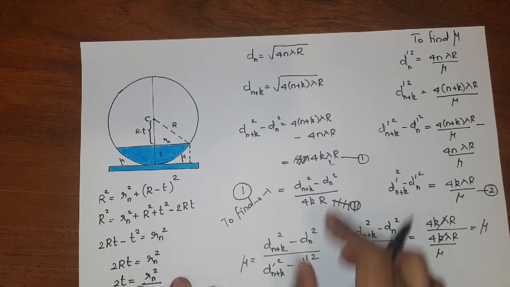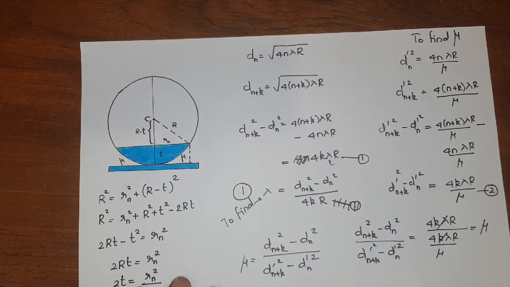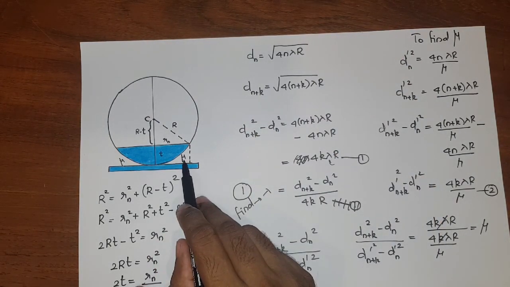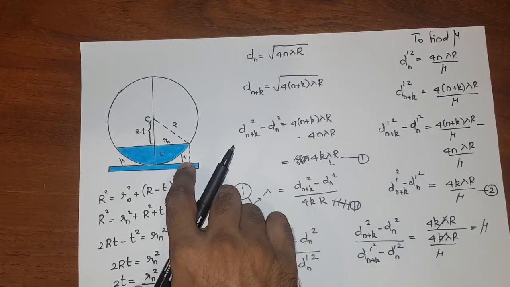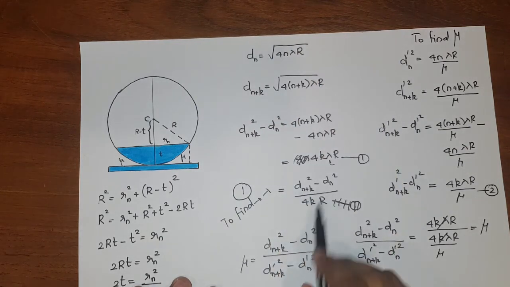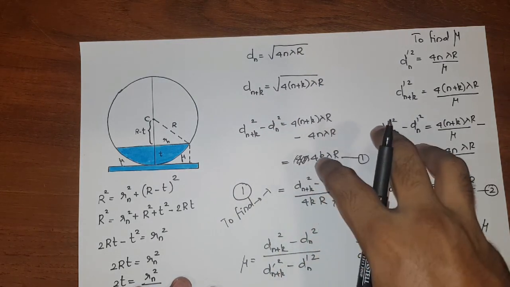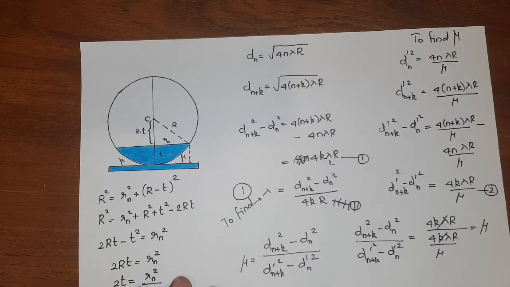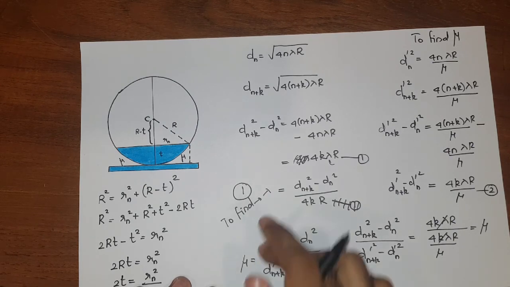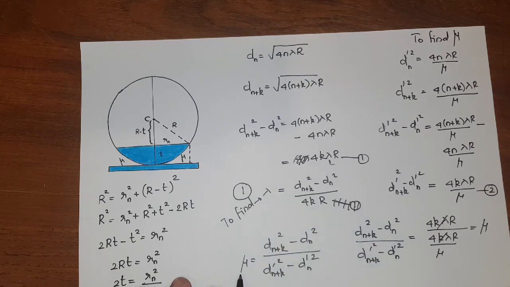So first we have to do this phenomenon. If we want to measure the refractive index of a medium, first perform this part without the liquid, just measure D(n+k) and D(n). Measure the diameter of the nth ring and the (n+k)th ring, and then do the same thing in the presence of the fluid of refractive index mu. Just by dividing these quantities, you can find out the refractive index of the medium that you have used as the film.